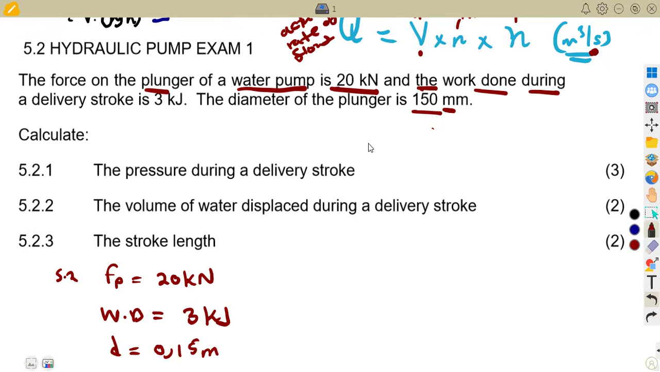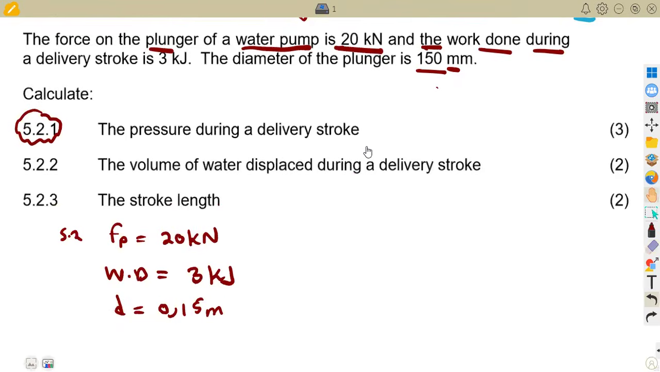So the question is, first one, 5.21, calculate the pressure during the delivery stroke. What is the pressure during the delivery stroke? All right. Do we need work done there? No. Pressure is just direct, isn't it?